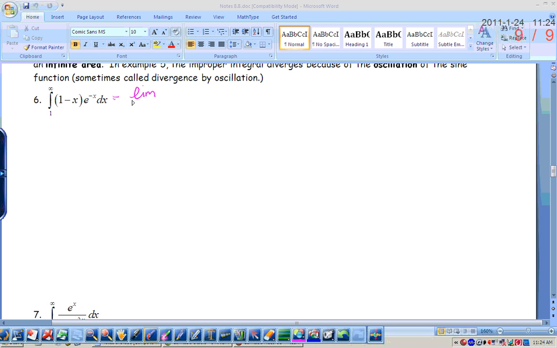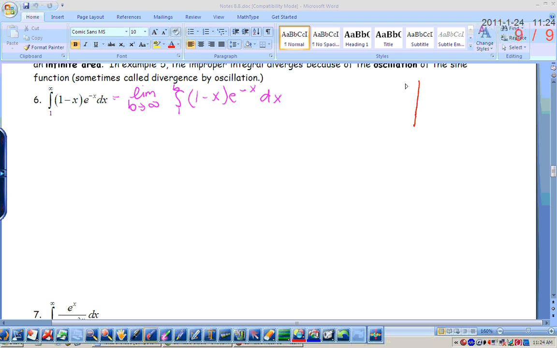We need to take the limit as b approaches infinity, integral from 1 to b of 1 minus x times e to the negative x dx. So our next task is to integrate that bad boy. Okay, Megan's suggesting by parts. What do y'all think? Do you want to use the table method, or do you want to just use u and dv? Okay, the table would work great.